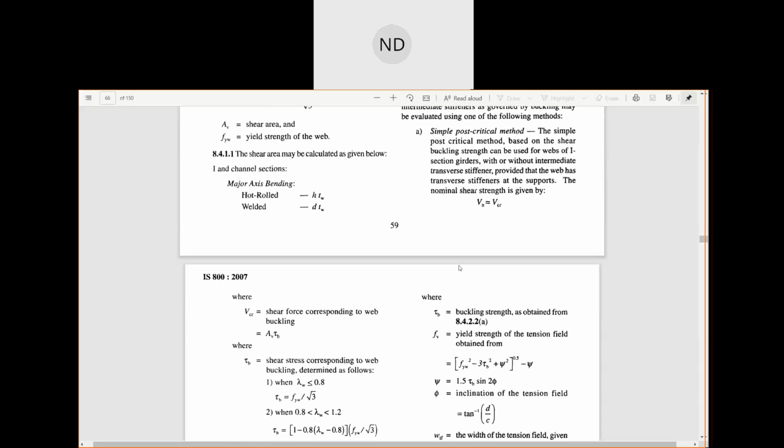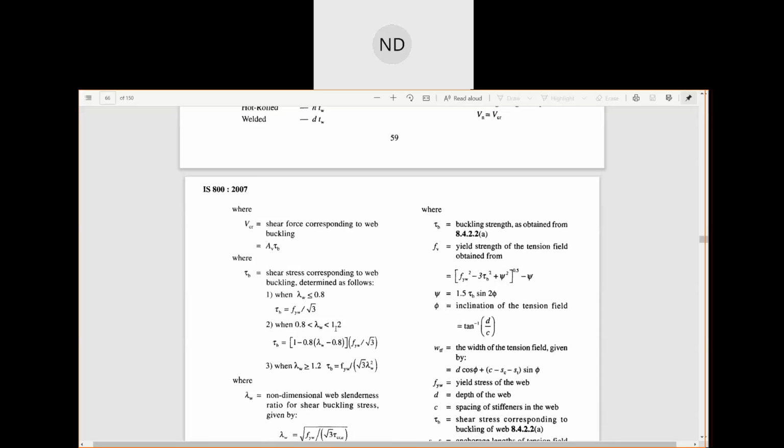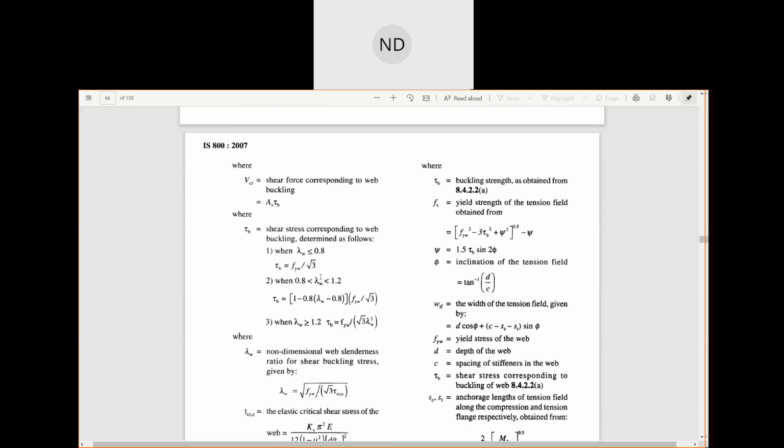So here you see Vn is equal to Vcr. To find out the nominal shear strength, we have to calculate Vn. But what is Vn? Vn is equal to Vcr. And what is Vcr? Vcr is your shear force corresponding to the web buckling, that is the shear area, which is your area of the web, into tau b. And what is your tau b? Tau b is the shear stress corresponding to web buckling, which you can determine by one of the following three.